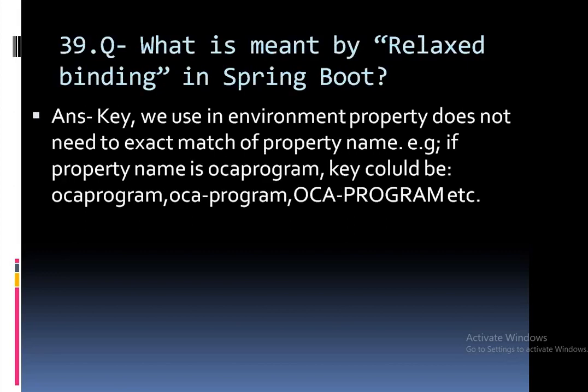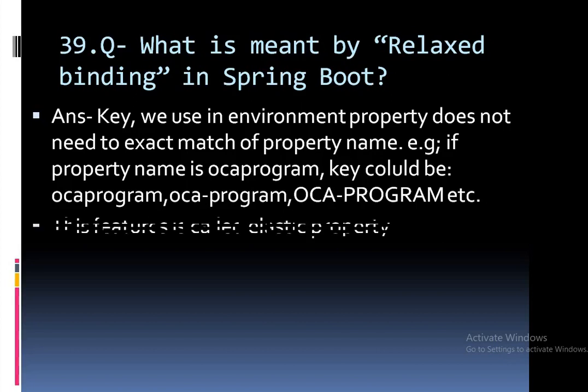What is meant by relaxed binding in Spring Boot? The key we use in an environment property does not need to be an exact match of the property name. If the property name is like OCA-PROGRAM, the key we can use can be OCA-PROGRAM, or oca-program, or in capitals. So exactly the same key need not be used in the environment property. This feature is called relaxed binding, because we can change some alphabetical cases here.